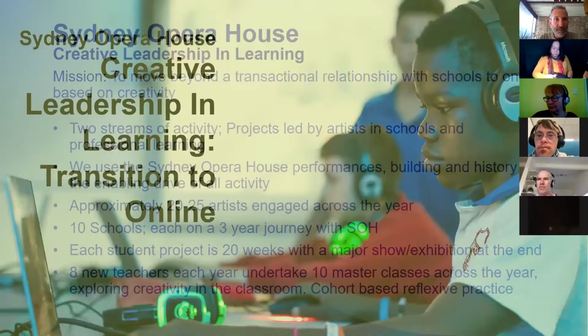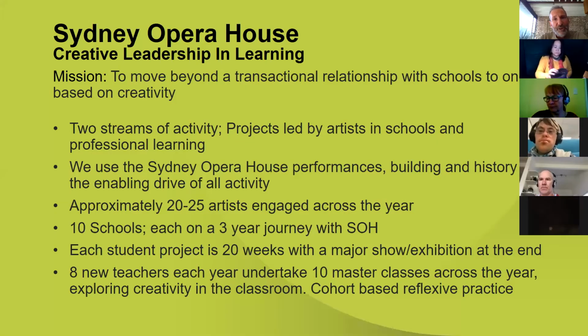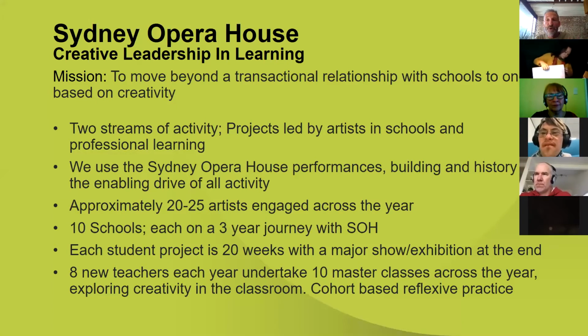So, quick overview of Leadership and Learning. It's a 3-year program with schools. The mission of it is to move beyond a transactional relationship with schools, and to one that's based around creativity. And we use art as the key driver of that. So there are 2 streams of activity: projects by artists in schools, and professional learning with teachers. We use the shows and the building of the Opera House to unpack all that activity.